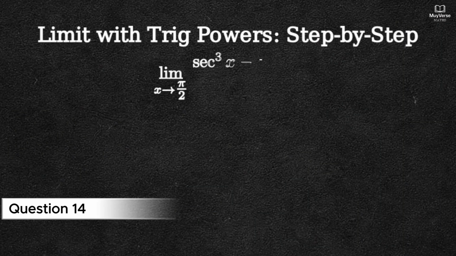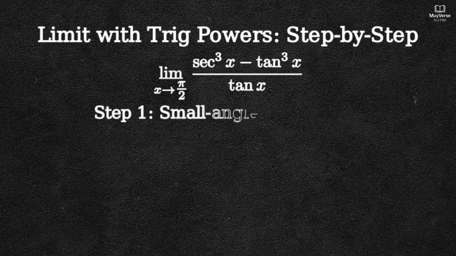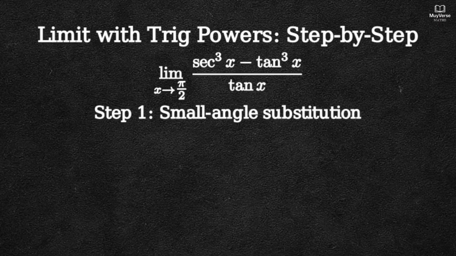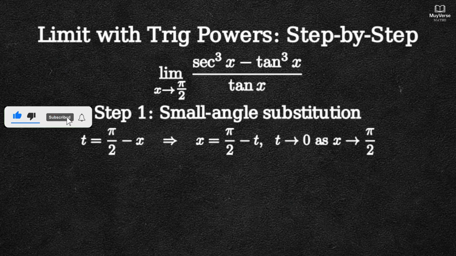The limit as x approaches pi over 2 of (secant cubed x minus tangent cubed x) divided by tangent x. We will show every algebra and limit step clearly. Step 1. Use a small angle substitution. Let t equal pi over 2 minus x. Then as x goes to pi over 2, t goes to 0.